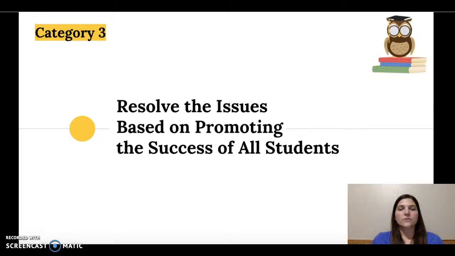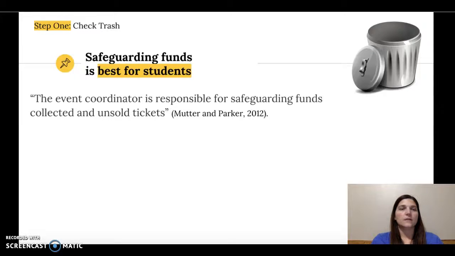Category 3, my resolution based on success for all students. Step 1, checking the trash. Safeguarding funds is what's best for all students.